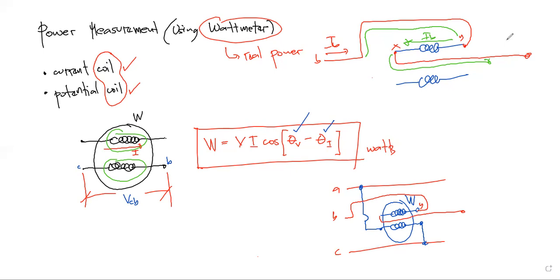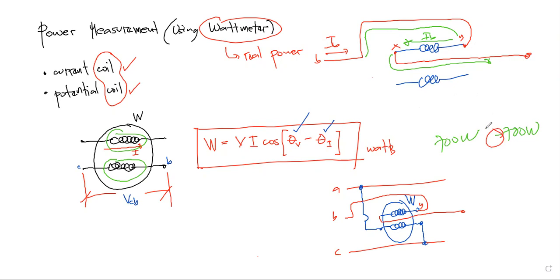However, the only difference between the two is that when the current coil is reversed, it will give a negative indication. For example, if the original one indicates, let's say, 700 watts, then with the current coil reversed it will indicate negative 700 watts. So the difference is just the negative indication of the power.